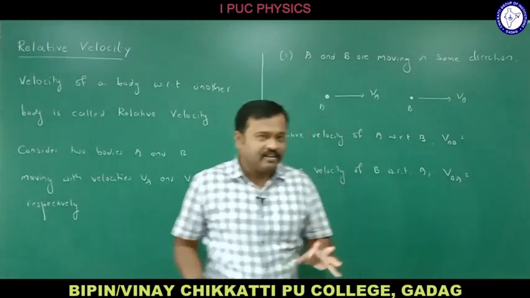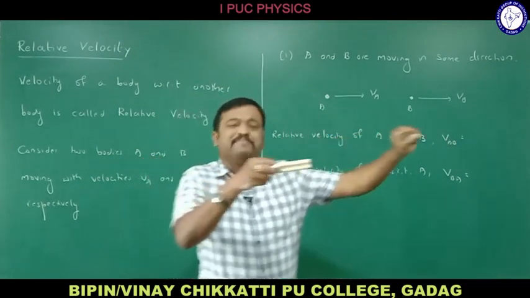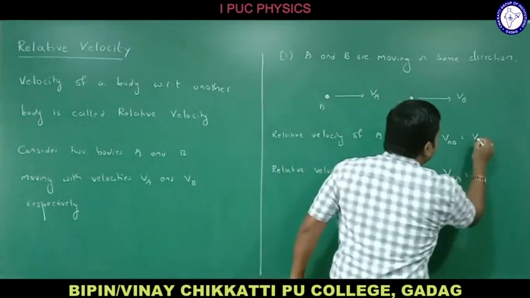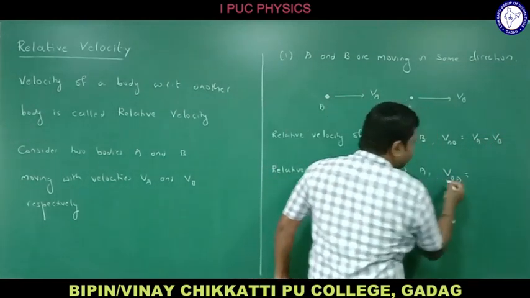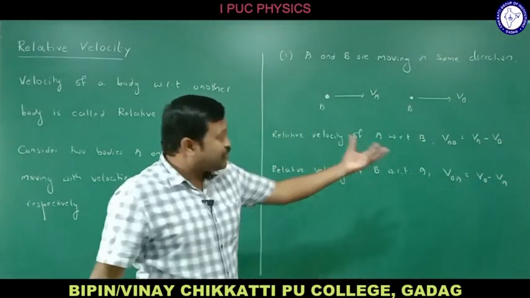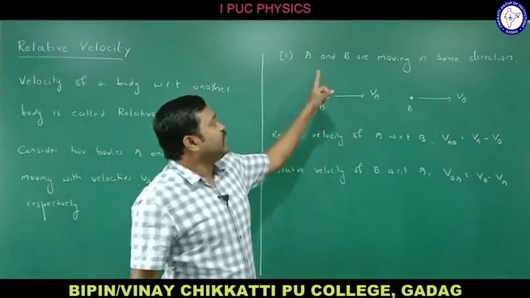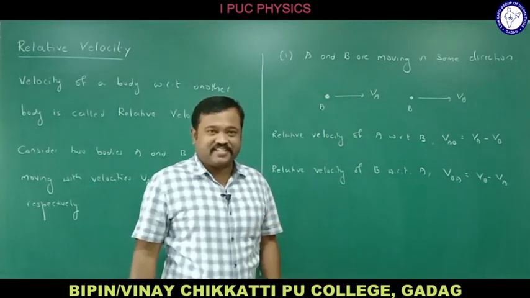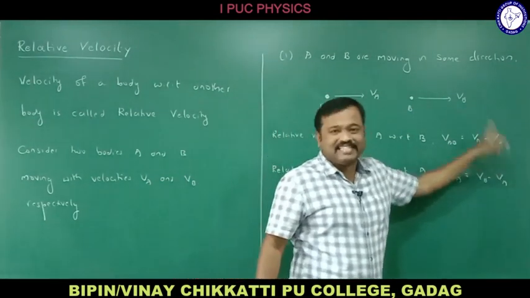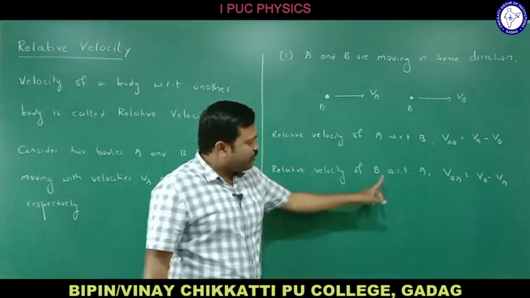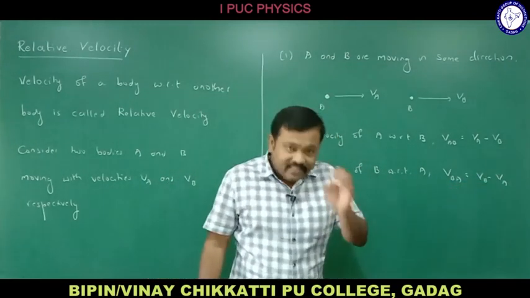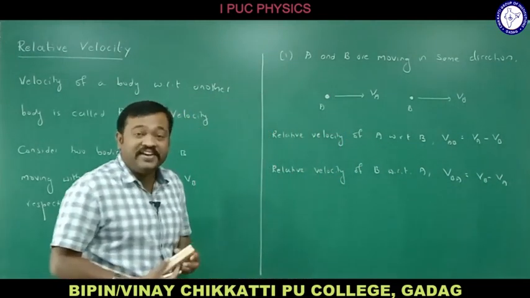If two bodies are moving in the same direction, then what is the velocity of A with respect to B? It is VA minus VB. And this is VB minus VA. Right, we need to subtract the velocities if A and B are moving in the same direction. So the relative velocity of A with respect to B, VAB, is equal to VA minus VB. Relative velocity of B with respect to A, VBA, is VB minus VA. This is the case when two bodies are moving in the same direction.